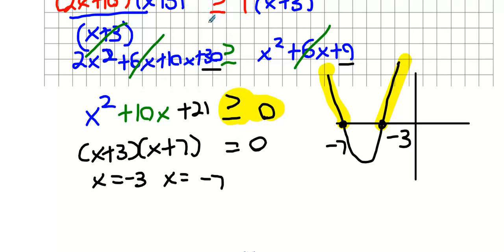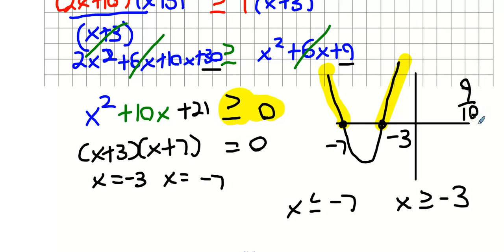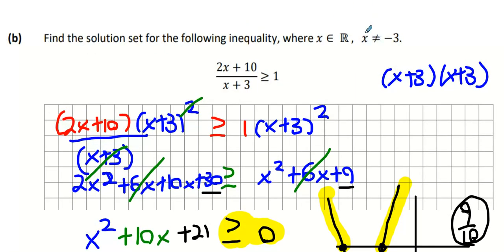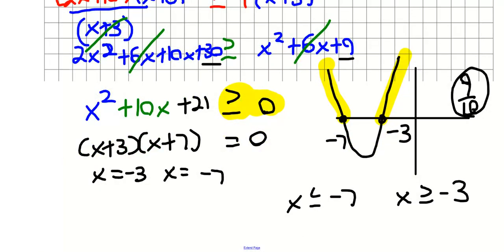All the numbers to the left of minus 7, what's that? x less than or equal to? All the numbers to the right of 3? x greater than or equal to? I got 9 out of 10 for that. Can anybody tell me where I lost my 10 out of 10? Read the fine print. It's not allowed to be equal to minus 3. So because it's not allowed to be equal to minus 3, that means I have to get rid of the equal sign. And you're done.